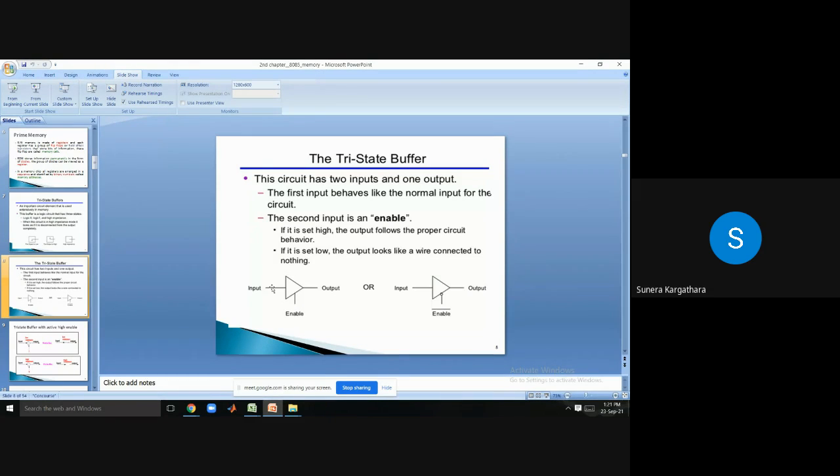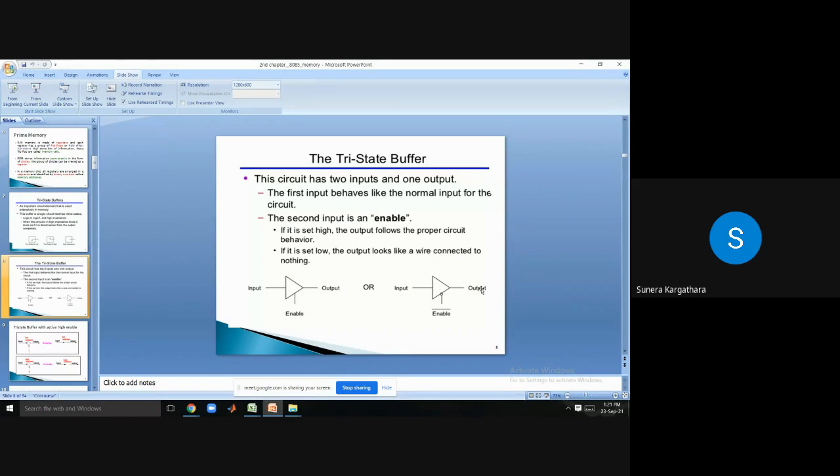So input 0, output is also 0. Input 1, output is also 1. In normal condition, if you are giving your enable input equal to 1, ultimately you can say your input can be propagated to your output if enable is 1. If you keep your enable signal equal to 0, if you are not enabling your tri-state buffer, your input cannot be propagated to your output.